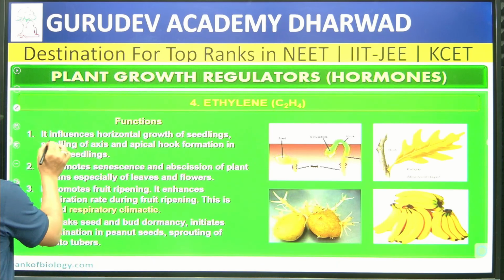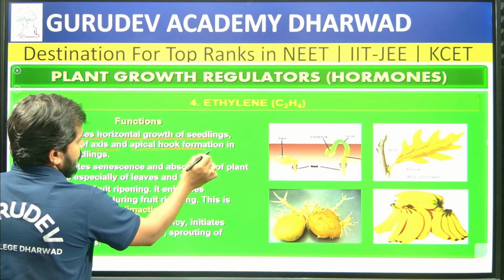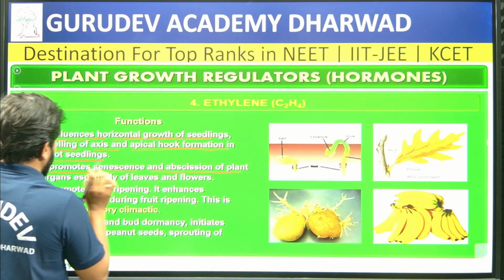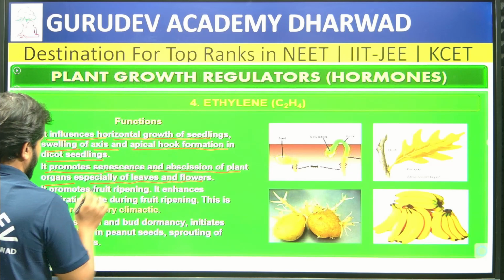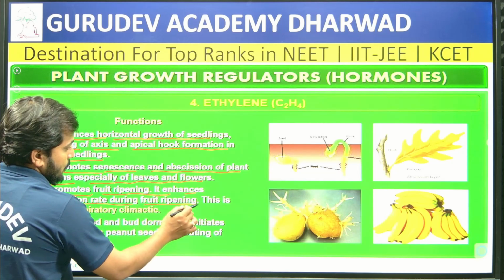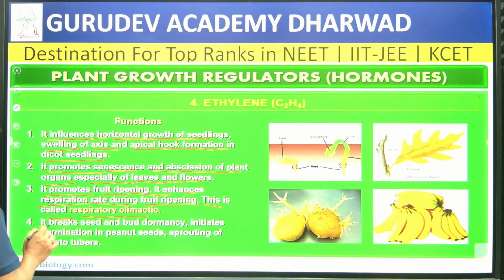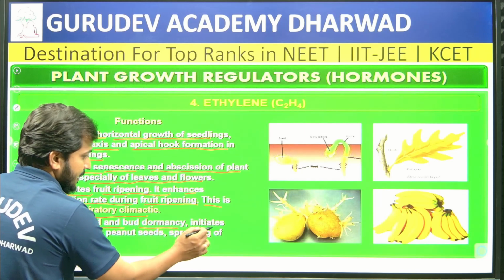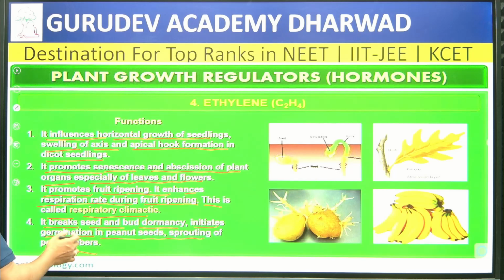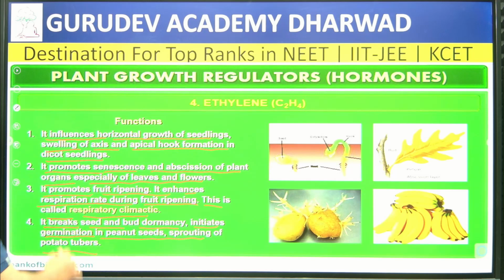Now function, if you consider, it influences the horizontal growth of seedlings, swelling of the axis and apical hook formation in dicot seedlings. It promotes the senescence and abscission of plant organs, especially leaves and flowers. It promotes fruit ripening and enhances the respiration rate during fruit ripening. This is called the respiratory climacteric. Again, it breaks seed and bud dormancy. It initiates germination in peanut and sprouting in potato tubers. So overall these are some of the functions of ethylene.